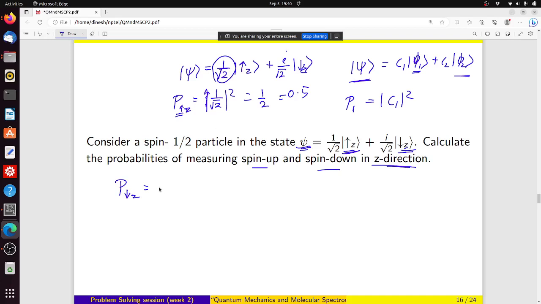Oh, 0.5. Yeah, right. This is 1 over root 2 mod square. This is also half, 0.5. Or you can do one thing, 1 minus p spin up. It will also give you the same answer, right? So for a general wave function, the probability will be its coefficient square, right? So it's pretty easy. I hope you all understand this.